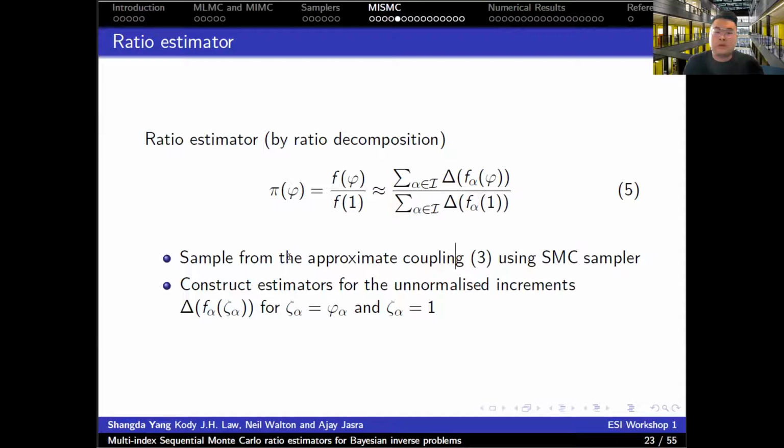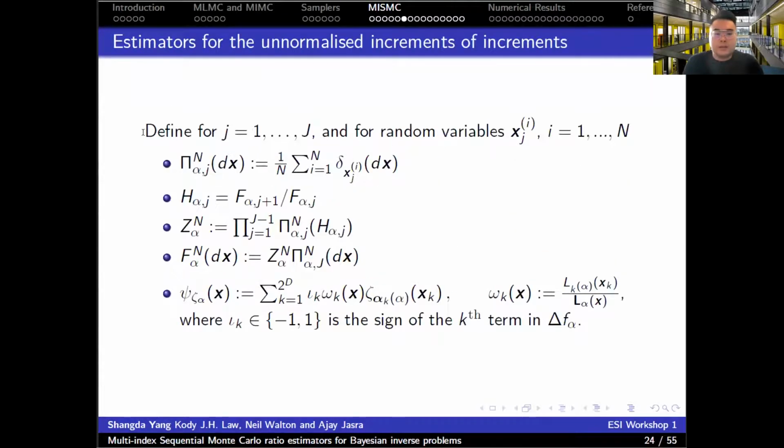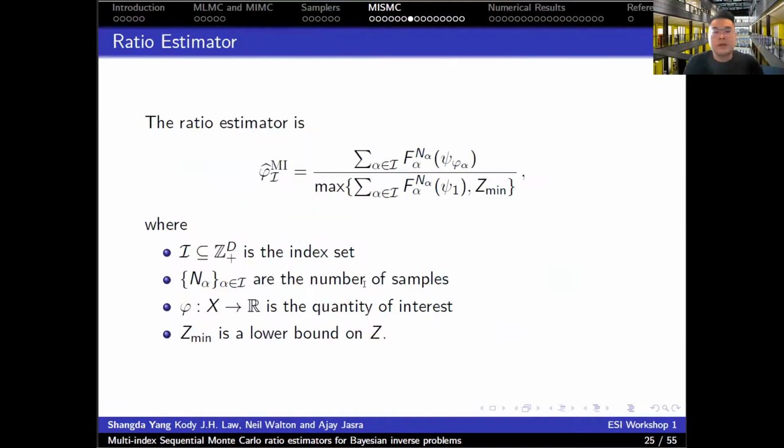And we can do the same as before. We sample from the approximate coupling using the SMC sampler, but construct a different estimator here. So here are the steps. Here is some notation related to the SMC sampler, and these are the details of our increments. And so our ratio estimator can be written like this.